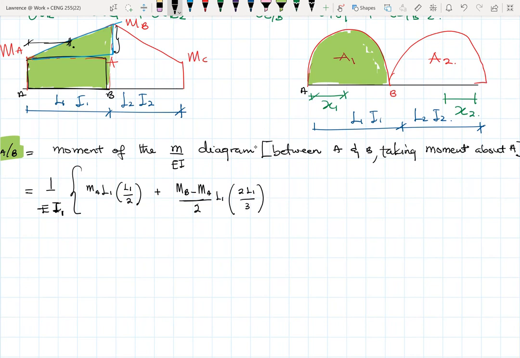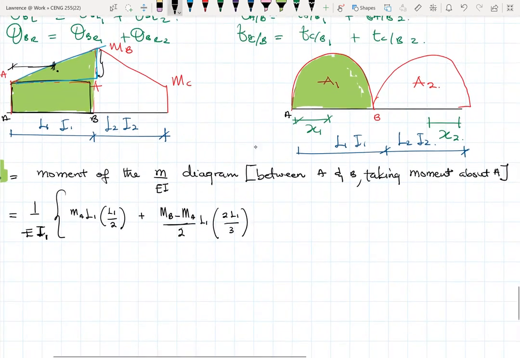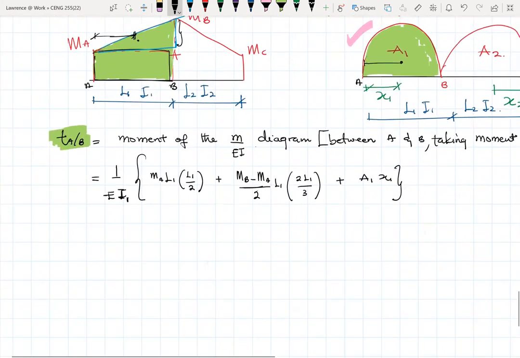So I'm done with the left side of the case, the option 1. Now I come to the right side, the case whereby we only have the load. So I come to this point right here. So it becomes plus, I don't know what the area is, so I can just say A1. The area of this shaded portion is A1, and the distance from the centroid of A1 to A is X1. Pretty much I'm done with this. So this becomes TAB.